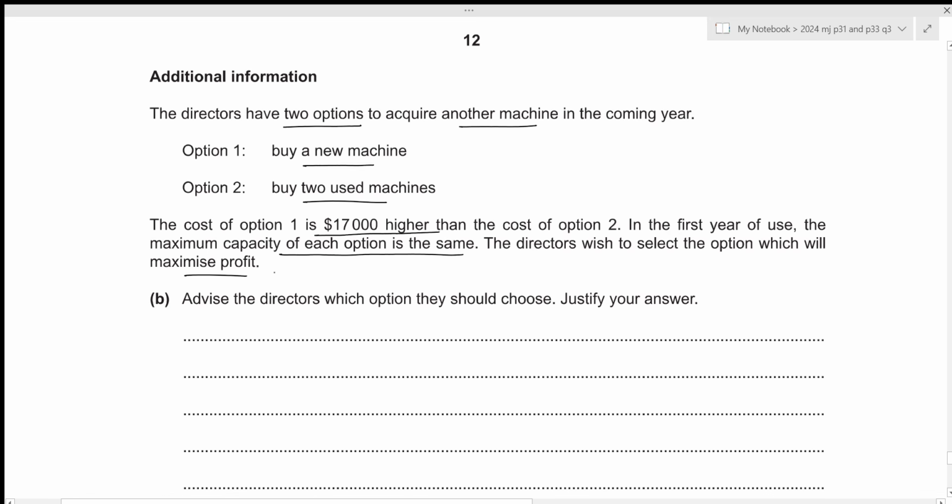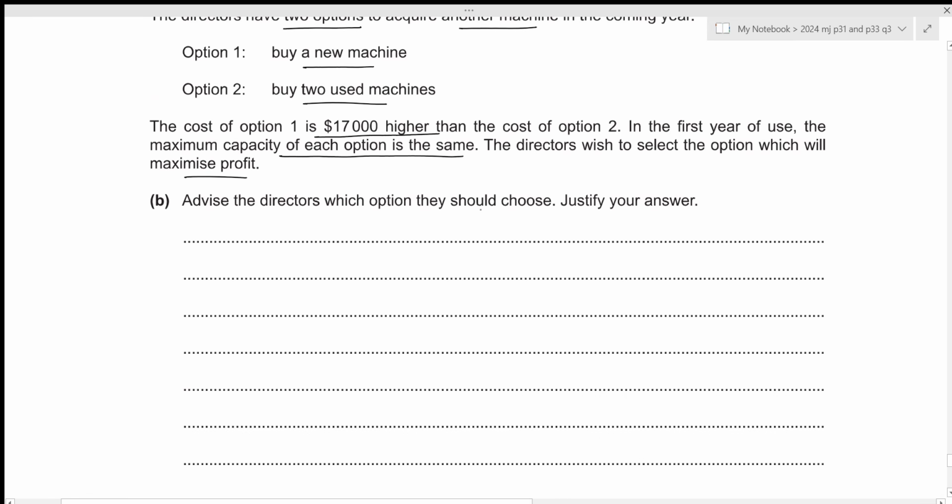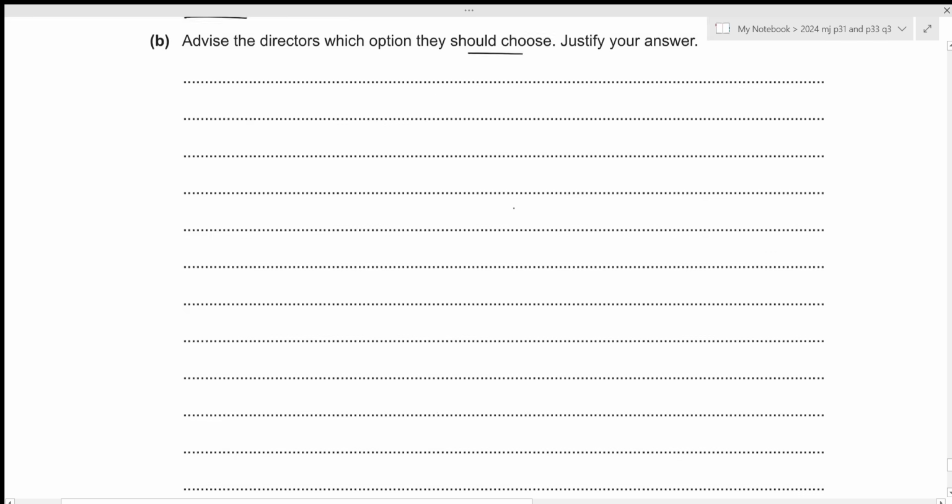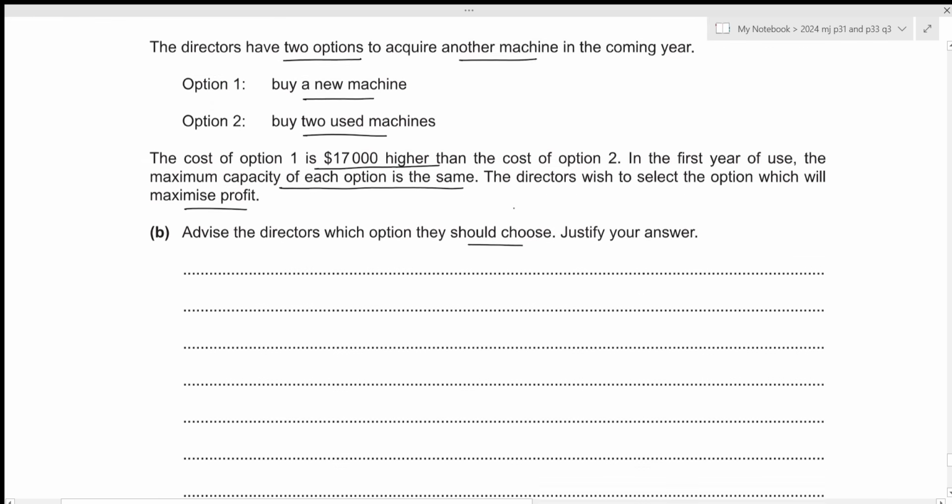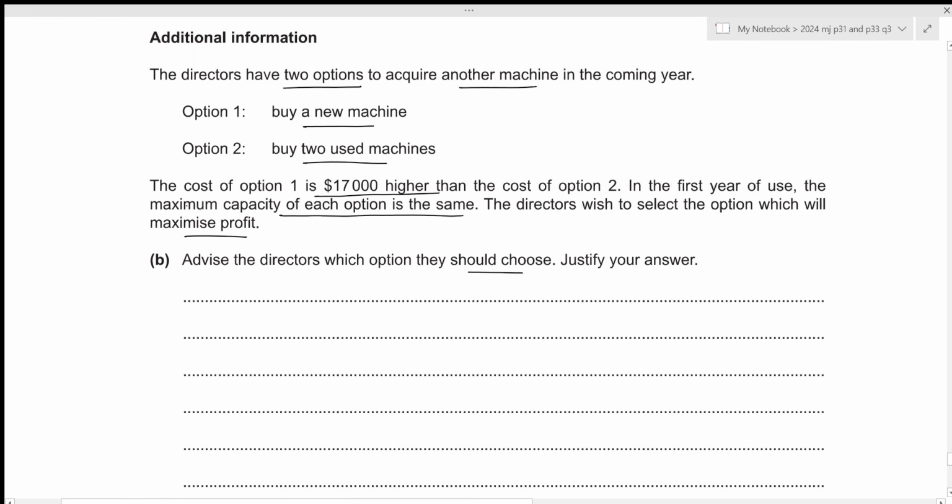Okay, so we just need to focus on profit maximization. Now we need to advise the directors which option they should choose by justifying the answer. This is a 5 mark question, so we need to have 2 comments on option 1, 2 comments on option 2, and 1 final decision. Let's start with option 1.